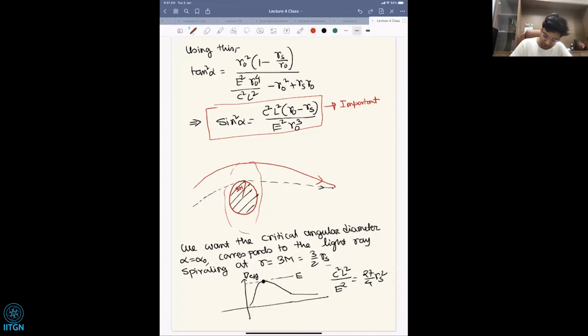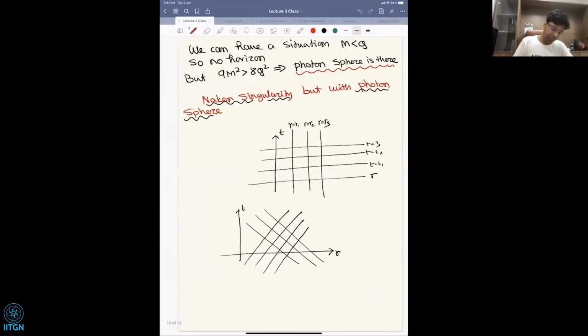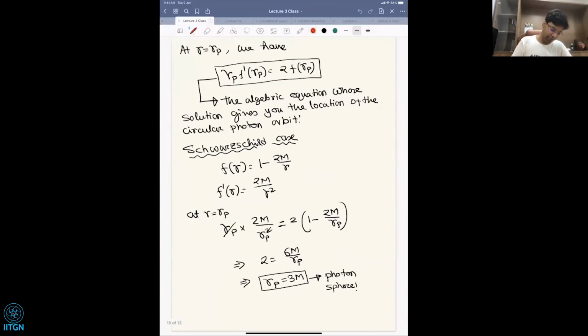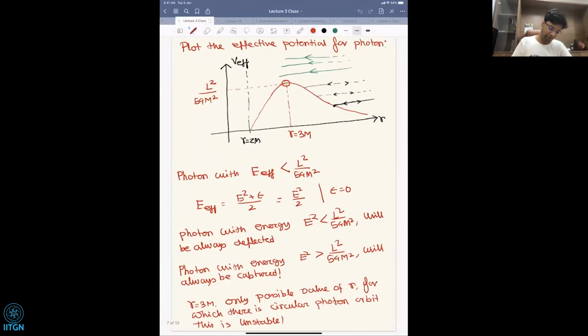This is an important condition. For that particular light ray coming very close to the photon sphere, the L and E must be related in this way. If we remember, we can go to lecture 3. Okay, let's look at it. Where did we derive it? Okay, here it is derived.